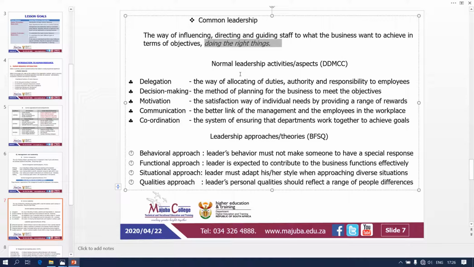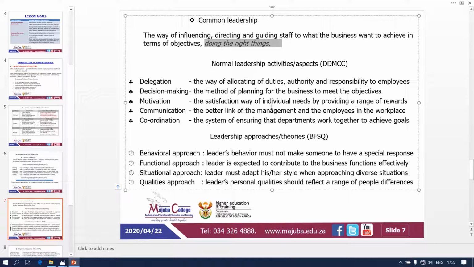These are the most common activities, but not limited: delegation, decision making, motivation, communication, coordination. We call these ones DDMCC. What is delegation? The way of allocating duties when we are not there. You give duties to other people to do the job, or you give somebody responsibility, trusting that individual about the job. Decision making is the method of planning. How do you take your decision making strategies or planning? How do you deal with it? What strategy are you using?